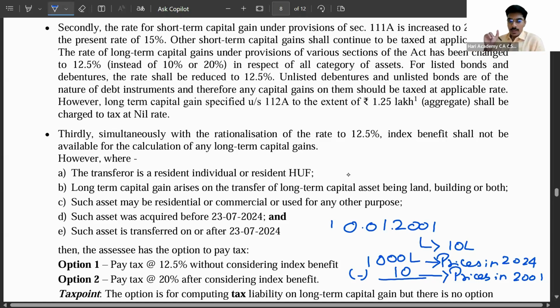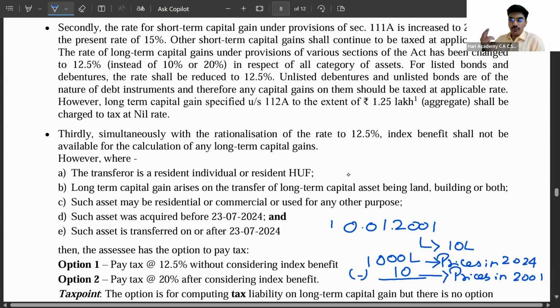Let me put it again. If the asset is acquired before 23rd of July 2024, and if the transfer is after 23rd of July 2024, the assessee has an option to choose whether he wants to take the indexation benefit or he does not want to take the indexation benefit. But there is a catch here.